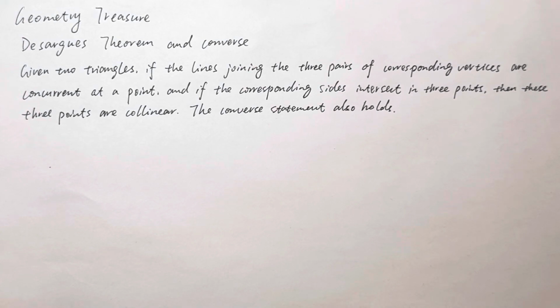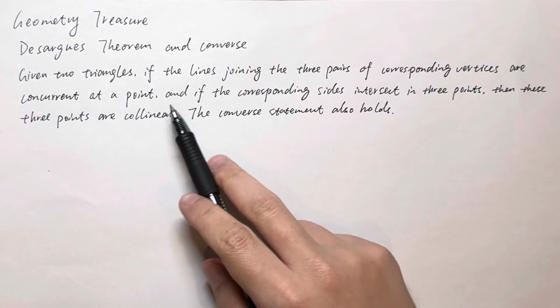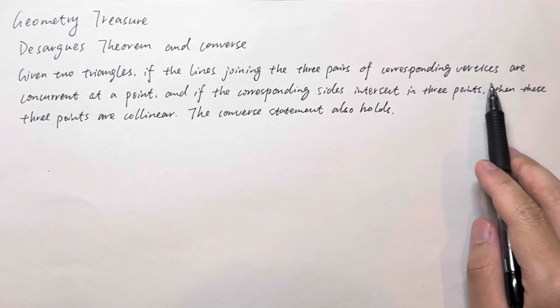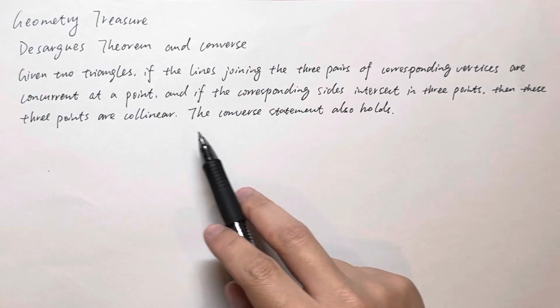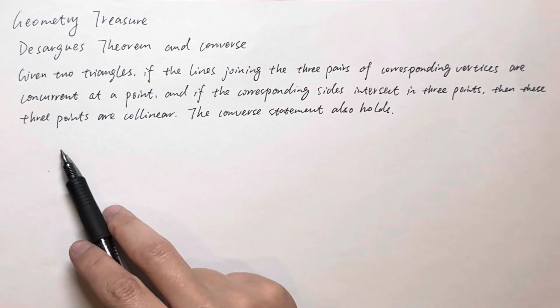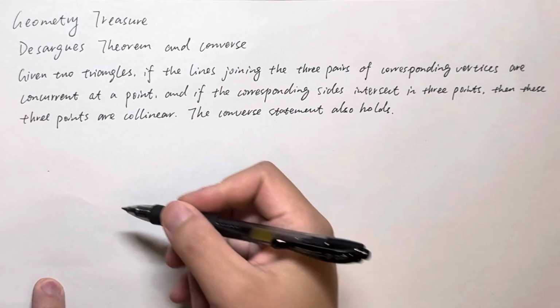Today we are going to talk about the Desargues theorem and its converse. Basically, this can be considered as an extension of the Menelaus theorem. Well, it uses the Menelaus theorem, but let's say, given two triangles, if the lines joining the three pairs of corresponding vertices are concurrent at a point, and if the corresponding sides intersect in 3 points, then these 3 points are collinear. The converse statement also holds.